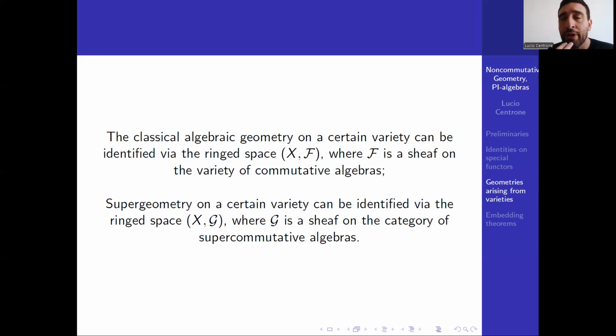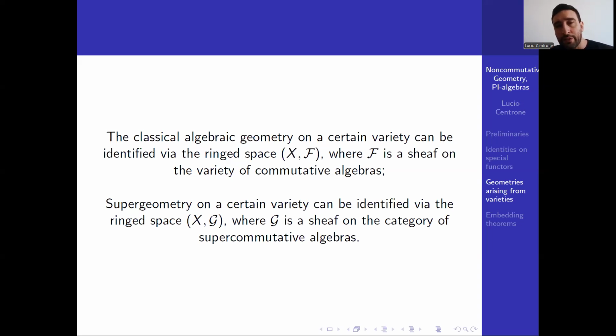Supercommutative algebras, you can imagine them as Z2 graded algebras in which the homogeneous elements have a supercommutative property. Well, they commute if one of the two is in the zero part, and they anti-commute if they are both in the odd part. So the geometrical problem is the following: how to reconstruct the classical algebraic geometry of an object if you're studying supergeometrical stuff on the same object. Yes, this is possible, to go from the supergeometry to the classical algebraic geometry.